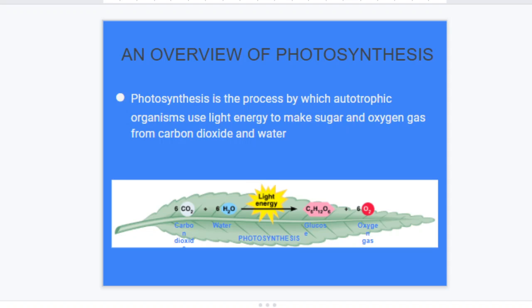So photosynthesis is the process by which autotrophic organisms use light energy to make sugar and oxygen gas from carbon dioxide and water. You notice it says autotrophic, so autotrophs. That's a huge thing. Those are plants that make their own food. And here's the overall reaction right here: 6 carbon dioxides plus 6 waters, add some light energy, and we get sugar and oxygen. Okay, that is the overall reaction.